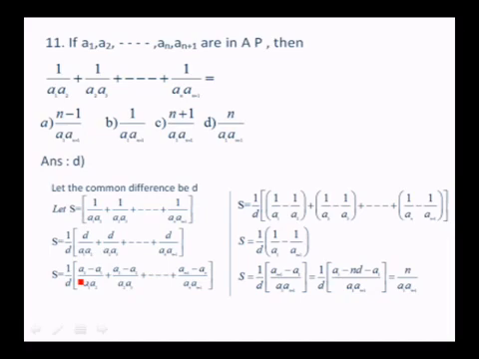So 1 by d into 1 over a1 minus 1 over an plus 1. So S is equal to 1 by d, you take the LCM, an plus 1 minus a1 over a1 into an plus 1. But you know that an plus 1 is nothing but a1 plus nd, minus a1 over a1 into an plus 1. Here a1 and a1 get cancelled. So only nd is left, plus nd. So when d and d get cancelled, n over a1 into an plus 1. So the answer is n over a1 into an plus 1. Answer is D.